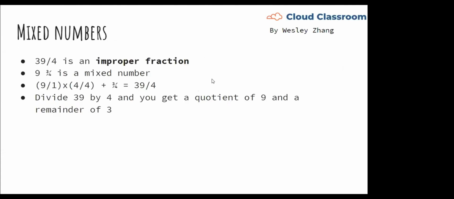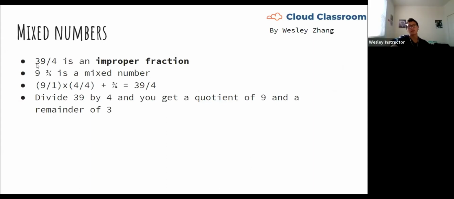All right, mixed numbers. So 39/4 is an improper fraction. This is because the numerator is greater than the denominator. When we have that, it's called an improper fraction. Normally for fractions, the numerator is smaller than the denominator. So we can turn this into a mixed number, and 39/4 as a mixed number is 9 3/4. The last two bullet points show how to convert from one to the other.